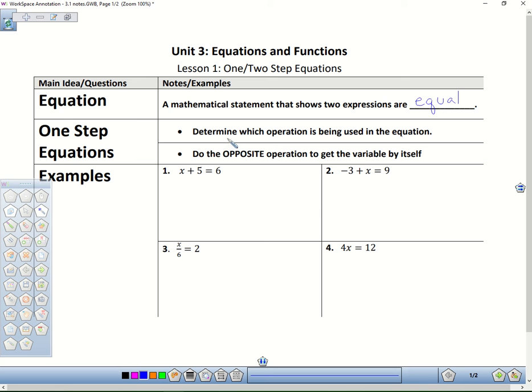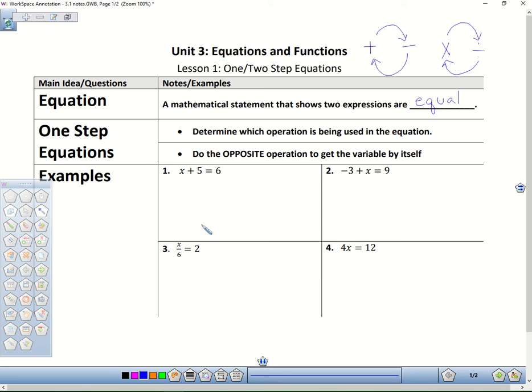So a one-step equation, you determine which operation is being used in the equation, and you do the opposite or inverse operation. Addition reverses subtraction, and subtraction reverses addition. I usually like to draw that little wheel there to talk about how they reverse each other. And then multiplication reverses division, and division reverses multiplication. So let's go ahead and do example 1.